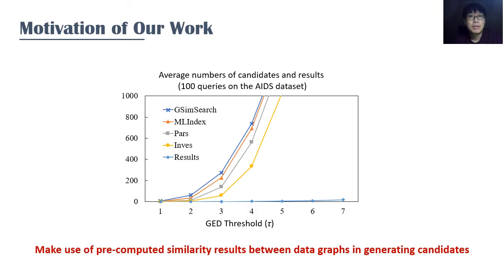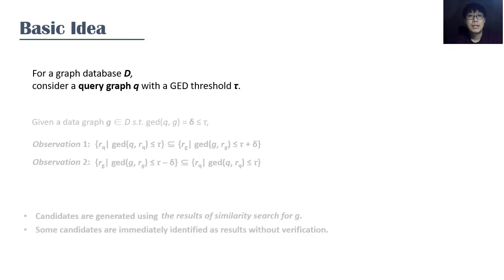However, we empirically found that the feature-based filtering has an inherent limitation. The filtering effect sharply decreases when a GED threshold increases. As a result, the number of candidates grows extremely faster than that of results, as shown in this figure. Motivated by the empirical results, we will use pre-computed similarities between data graphs in generating candidates. Let's see how we can use similarities of data graphs in generating candidates.